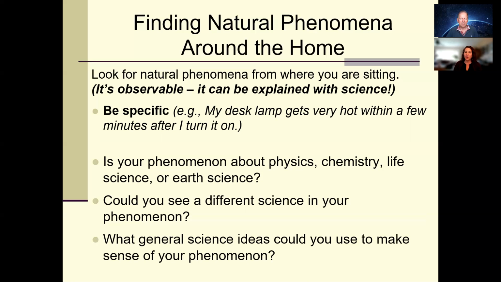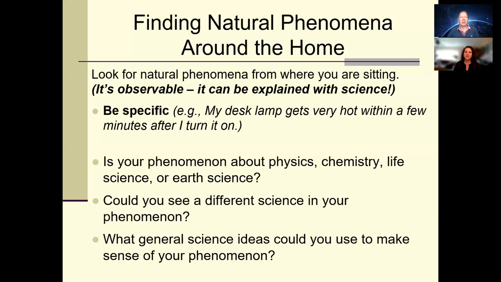But again, there's always chemistry. I mean, heredity is really about the coding for proteins. And so what's the chemistry that made us look the way we do? So that would be the different science I could see in my phenomenon. And again, the general science ideas are really primarily around DNA, around heredity, although you could argue that there might be some natural selection in there if you go back and look at how our family has changed over time.